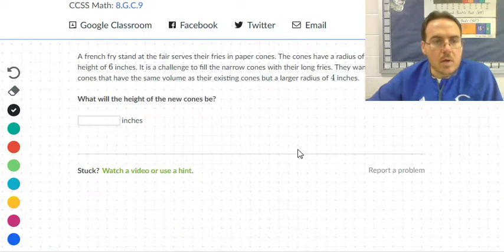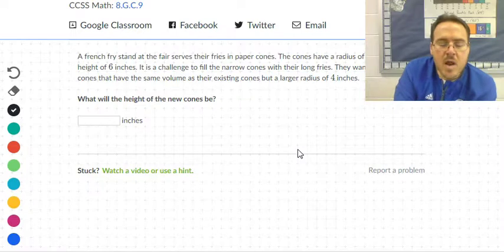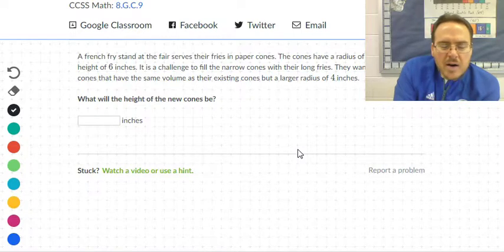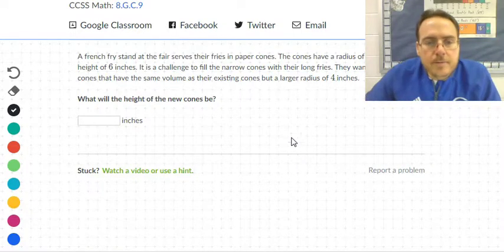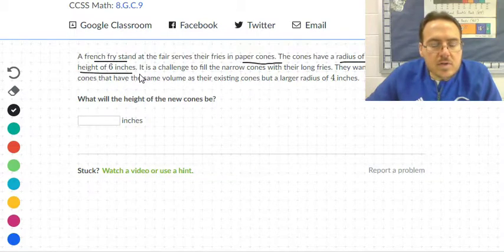Next. A French fry stand at the fair serves their fries in paper cones. Oh, one of my classes yesterday requested this one. So we have a cone that holds French fries. The cone has a radius of 2 inches and a height of 6 inches. Okay, hang on.